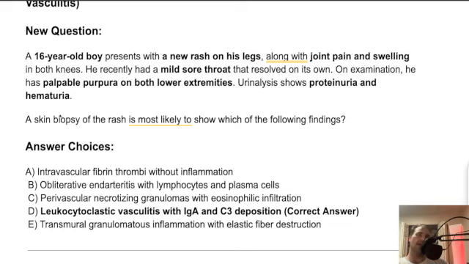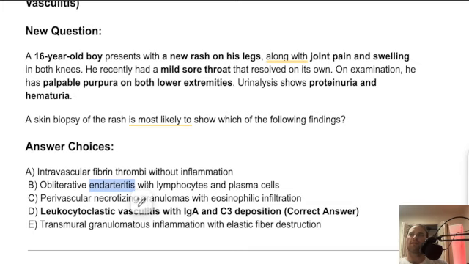Okay, but why is it not A? The intravascular fibrin thrombi without inflammation. Well, that'd be disseminated intravascular coagulation, DIC, because then we have a bunch of clotting and bleeding, but HSP has normal platelets, right? So where are you getting this thrombi from? The thrombi would be if there's tons of clotting, and that's not it.